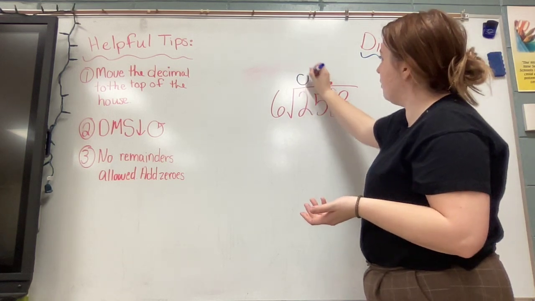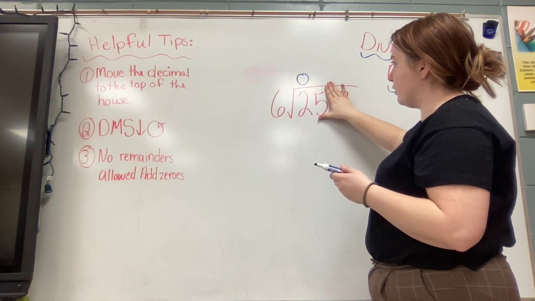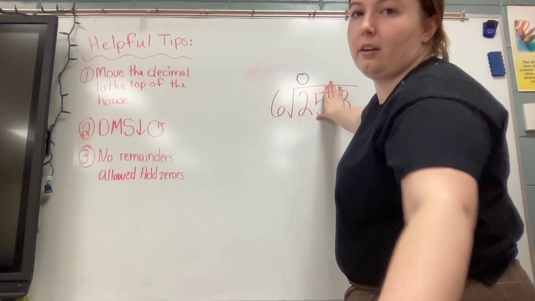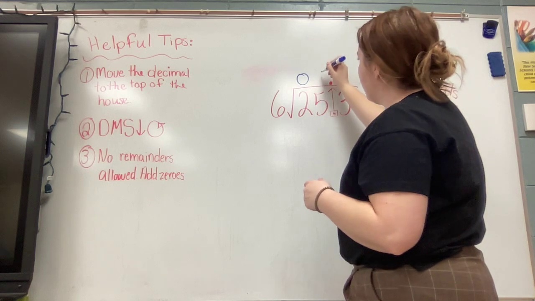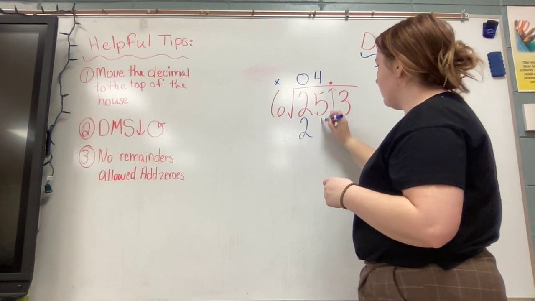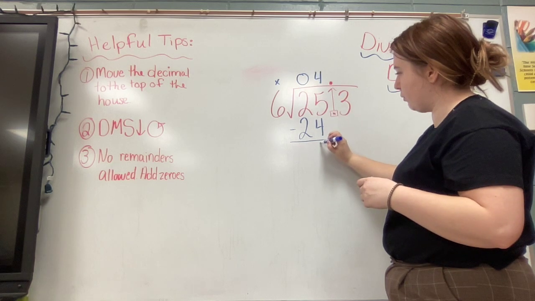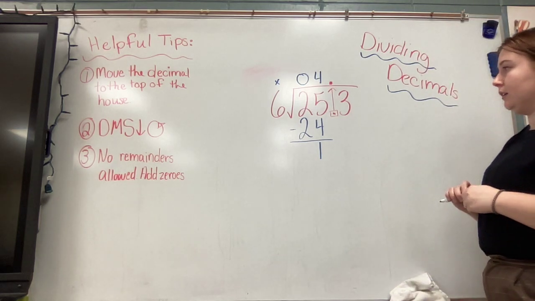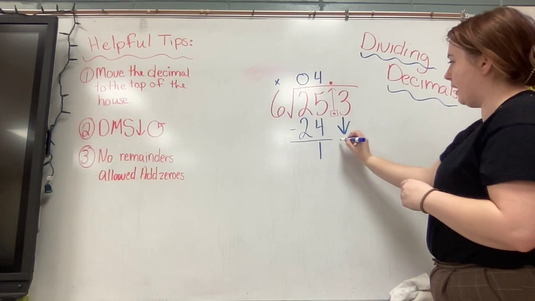So we can put a 0 above. Now we look at the next one. How many times does 6 go into 25? I'd like you to pause and figure that out here. Okay, 6 goes into 25 4 times. 4 times 6 is 24. I subtract. 25 minus 24 is 1. I would like you to pause and figure out what you need to do next. Okay, now I'm going to bring down my 3.